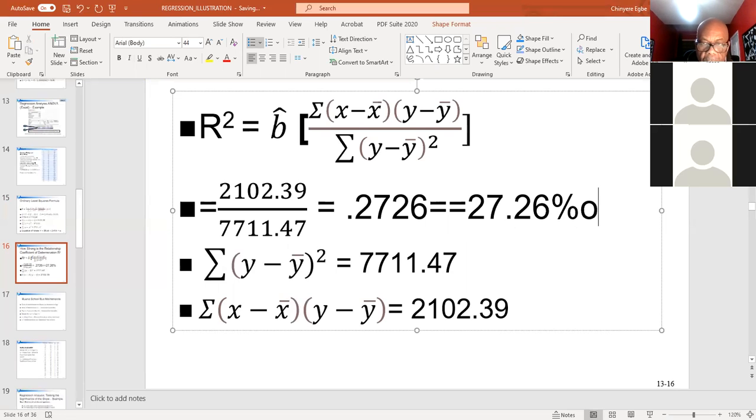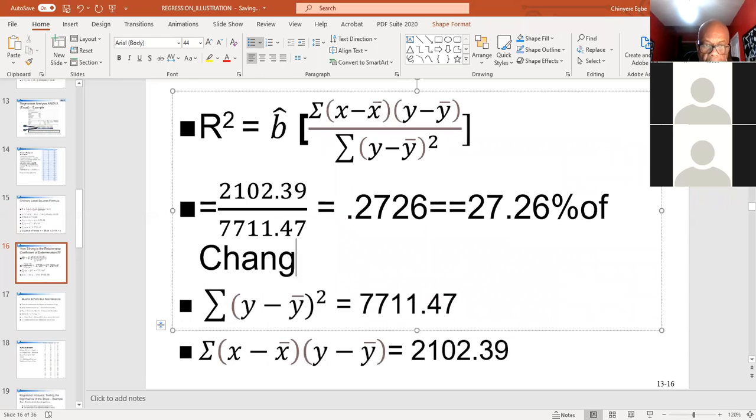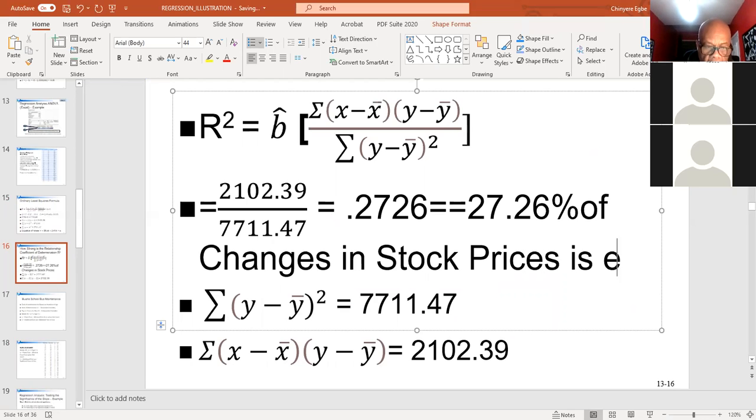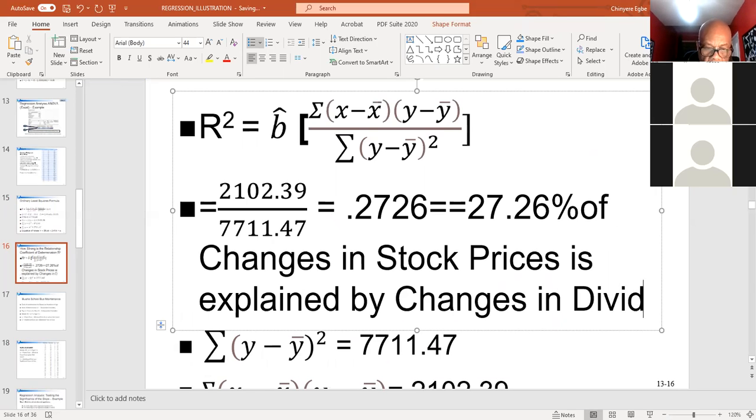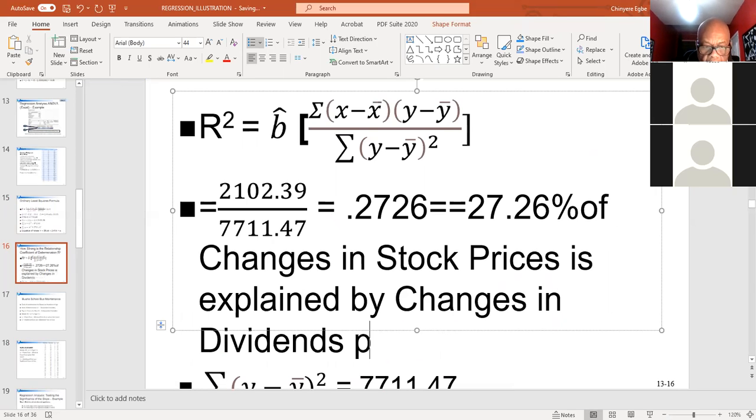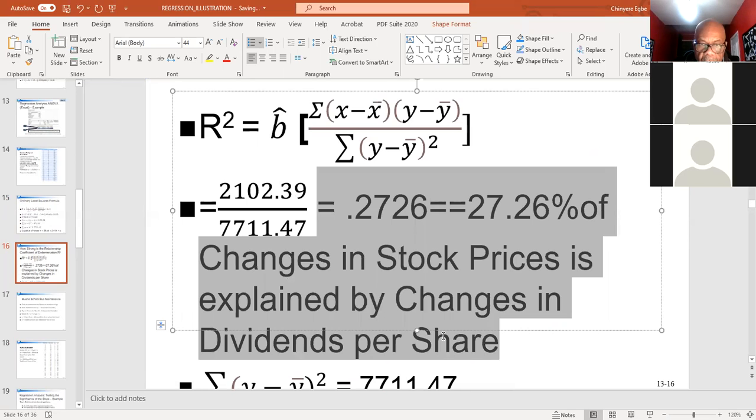Okay. Changes in stock price is explained by changes in dividends per share. That is the meaning of all of that calculation. So you have to bear that in mind.